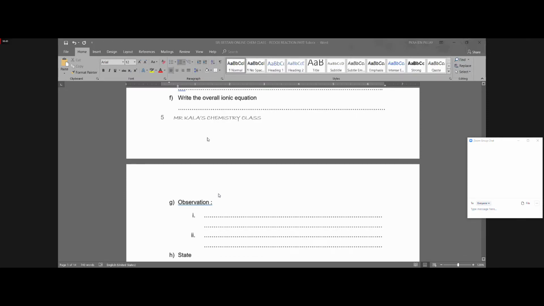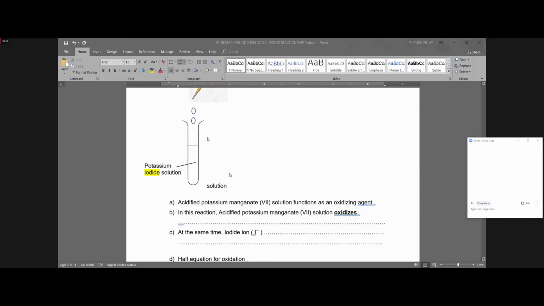Okay, that one no problem. You can even say solution in the test tube. Or you can just say the potassium iodide solution also changes color from colorless to brown, because iodide becomes iodine. Changes color from colorless to brown.